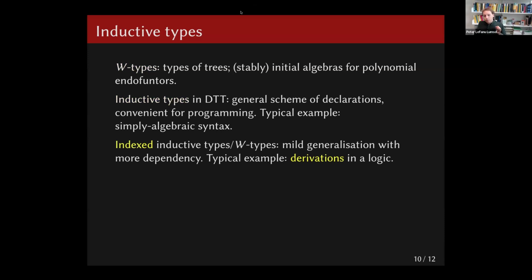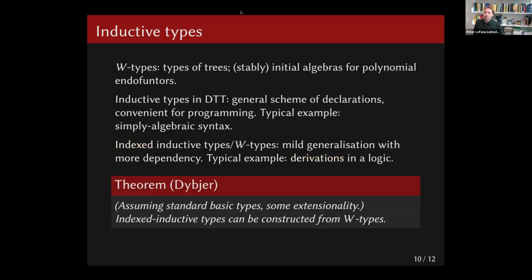And indeed, there's also a slightly more general scheme of inductive types, which one often wants, which are indexed inductive types or indexed W types. They're a mild generalization to include a bit more dependency in the type family. A typical example of those is derivations in a logic. The term syntax of your logic can be written down as an inductive type, or with a little more work as a W type. Your derivations there, a derivation isn't a standalone kind of thing. You want to say you've got derivations of a certain judgment. And so the family of all the derivations is indexed over your judgments, your sequents or whatever, and they're an inductive family over those, an indexed inductive type.